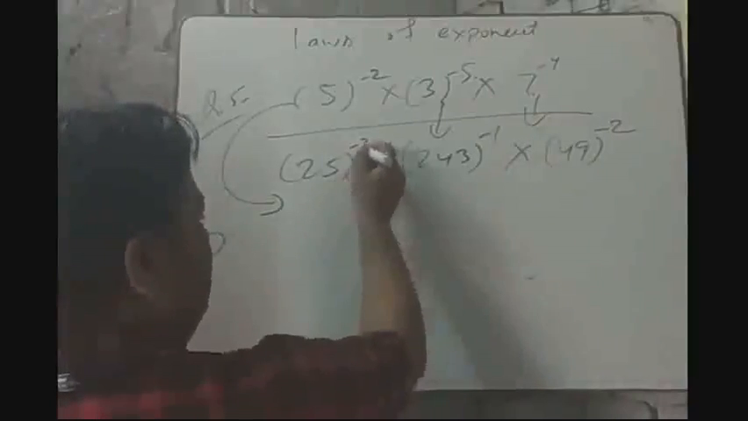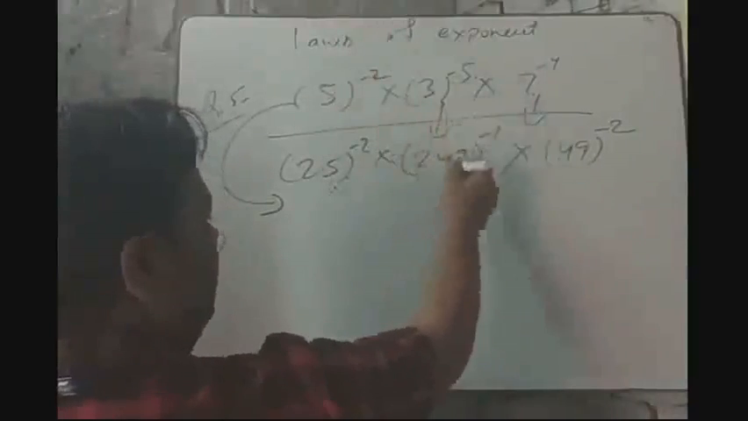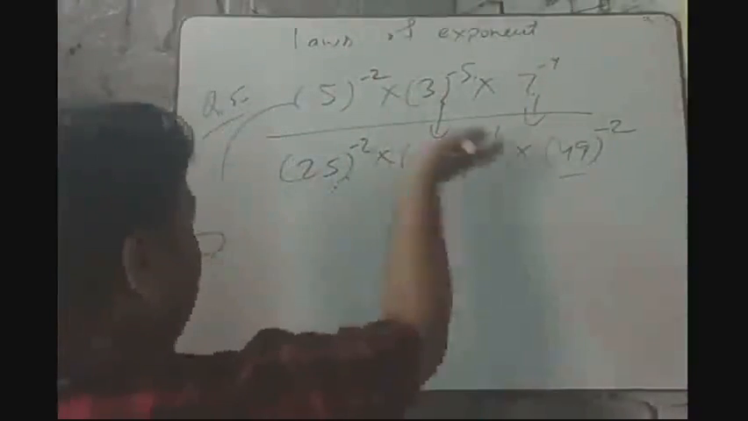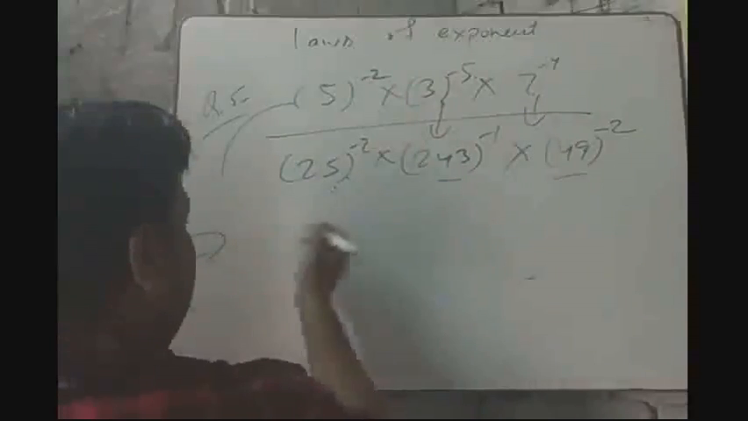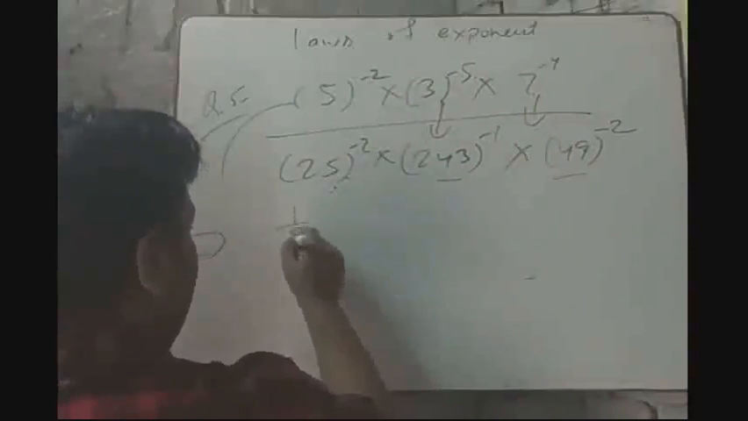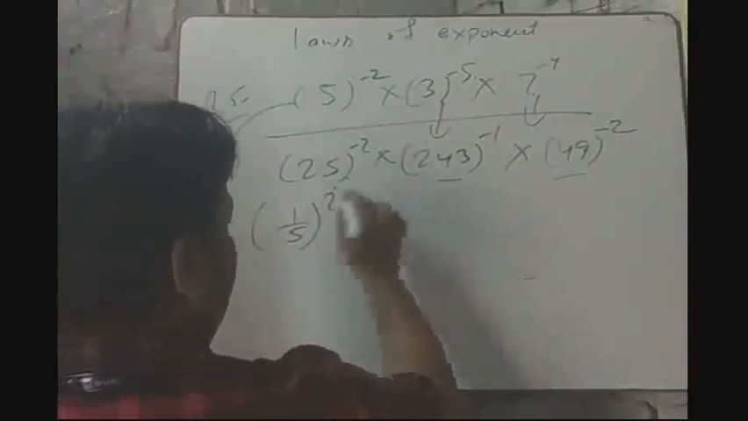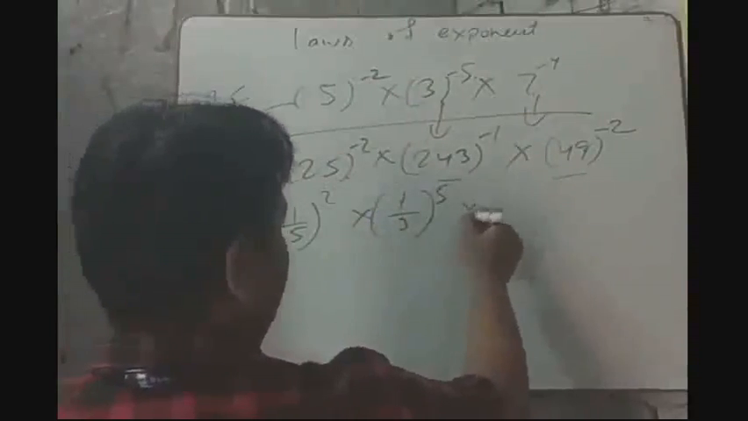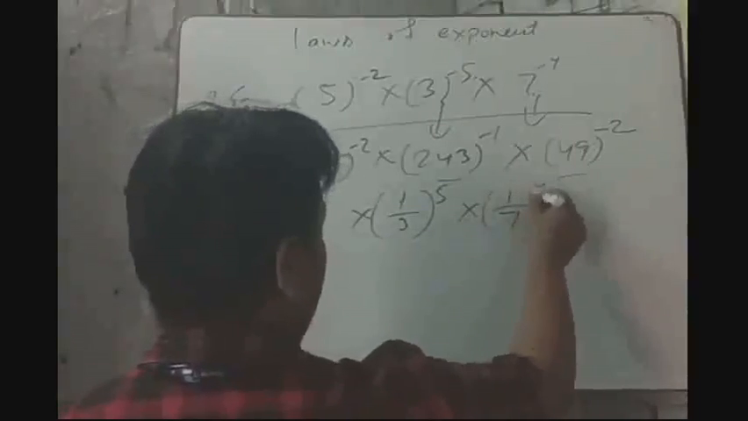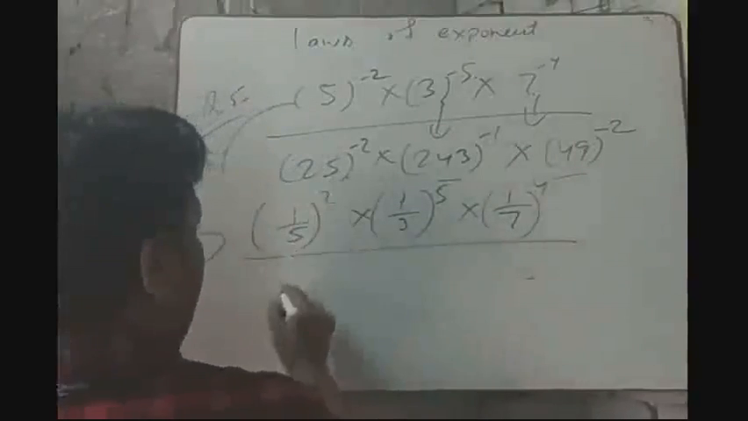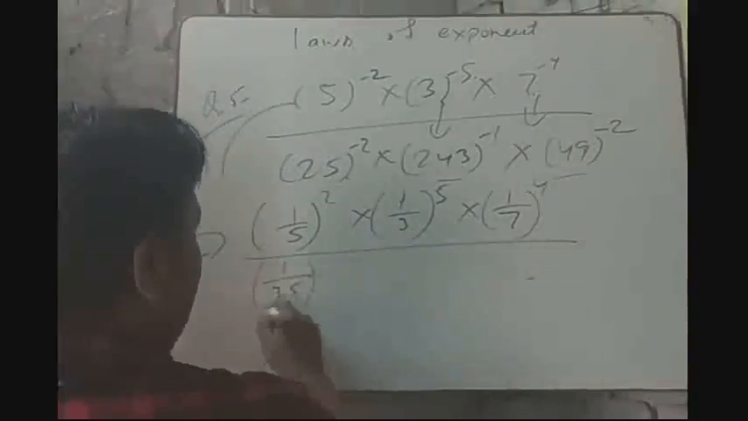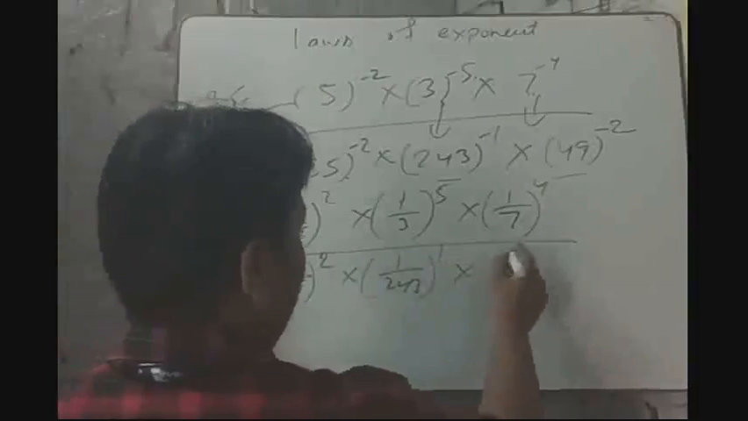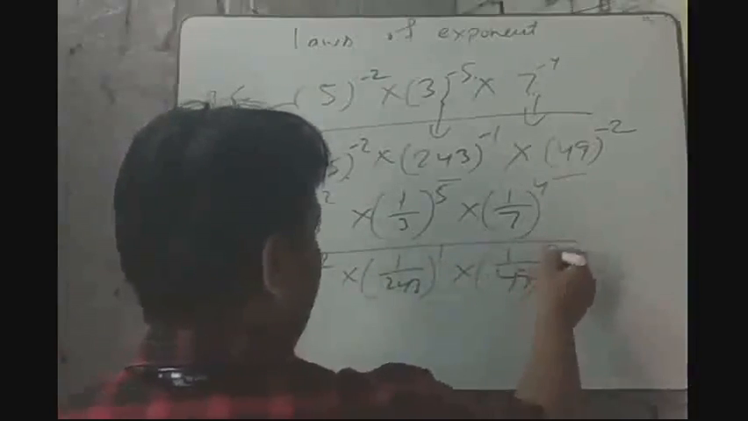And 25 to the power minus 2, it will go upside, and this will also go upside. Okay, so let's see. We will change the order. We will write at first 1 by 5 to the power 2, then 1 by 3 to the power 5, and 1 by 7 to the power 4. Here we will write 1 by 25 to the power 2, 1 by 243 to the power 1, and 1 by 49 to the power 2.